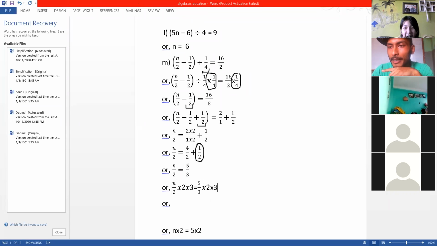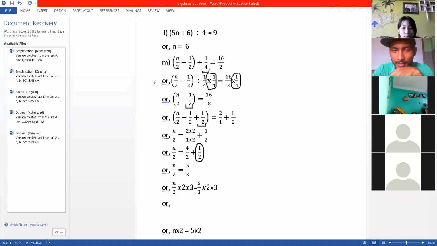So earlier I multiplied by 2 to get rid of this 2, which I did get rid of. And now I want to get rid of this 3 so that there will be no fraction left in my solution. So I'm multiplying by 3, and I have to do it on both sides. Now what will happen here?